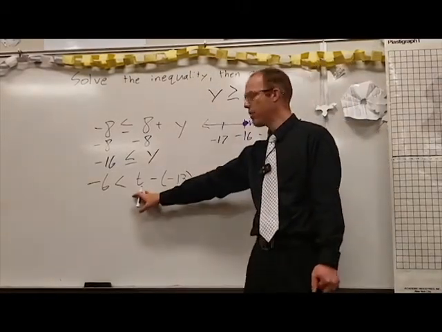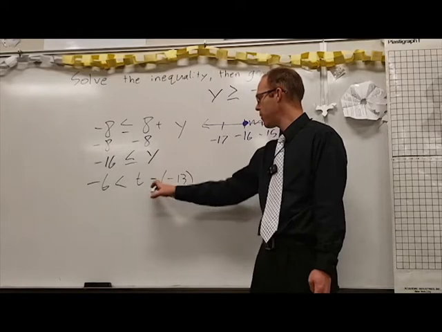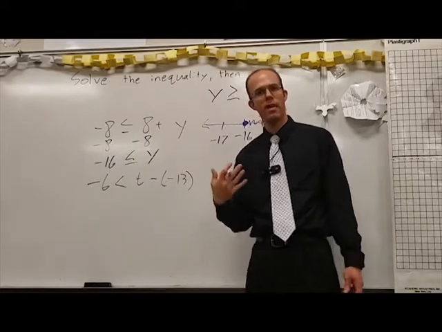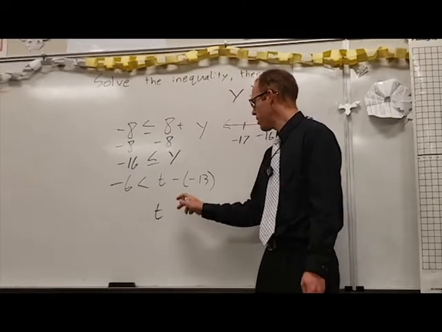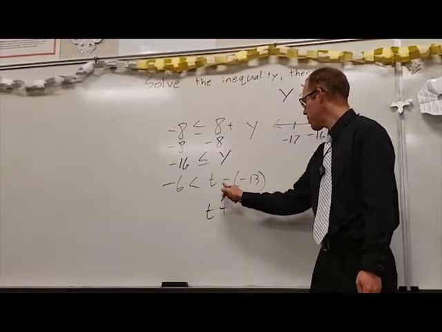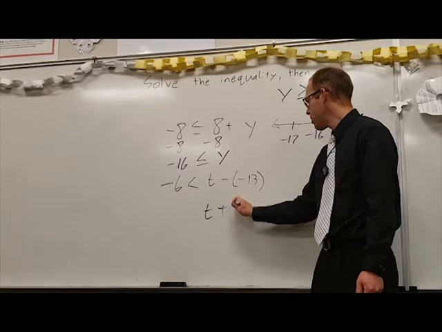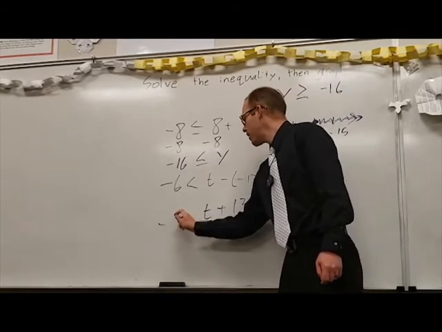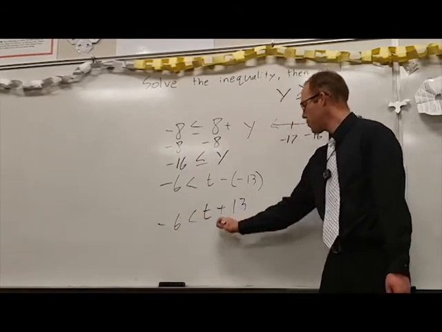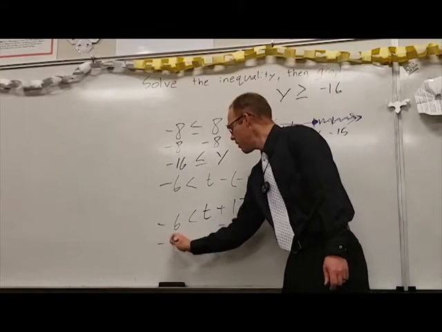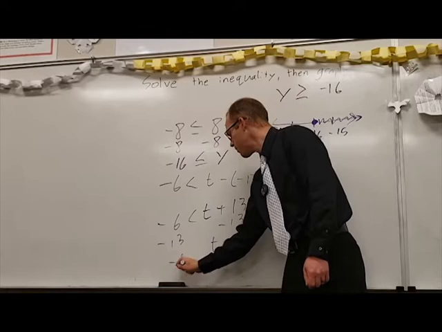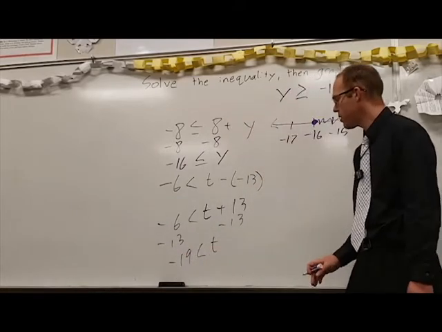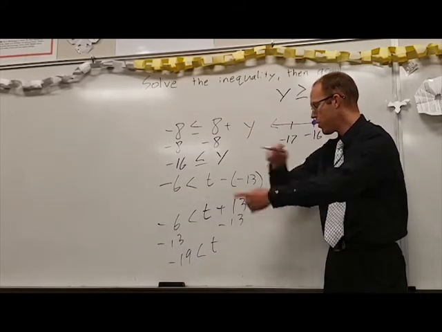All right, on this one, we've got a subtraction and a negative. If we subtract a negative, that's the same thing as adding. So I'm going to rewrite this using that way. It'll be a little bit simpler to see. So we get t plus, the subtract a negative becomes plus a positive 13. We have negative 6 is less than. Okay. Subtract the 13, we get t on the right-hand side, negative 19 on the left side, and a less than symbol right there. All right, I'm going to switch this around again.